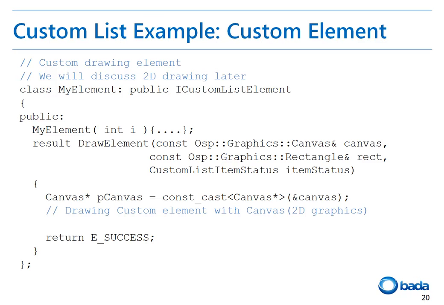In the onInitializing function of the form, the custom list is created first. This custom list is also constructed by specifying the position and size of the list to be displayed on the form. For the style parameter, normal is specified. Then, the event listener is added to the custom list.